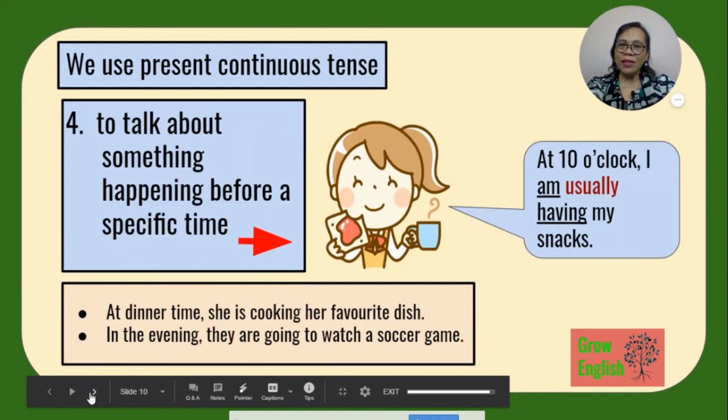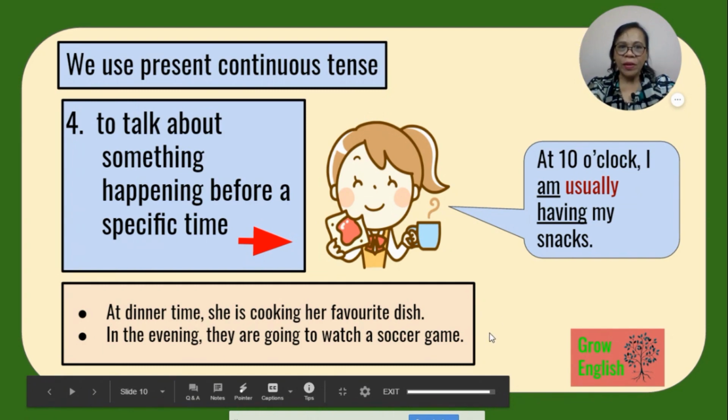We use the present continuous tense to talk about something happening before a specific time. So the person talking at this time is expressing an action, looking forward to an action that will happen later on.